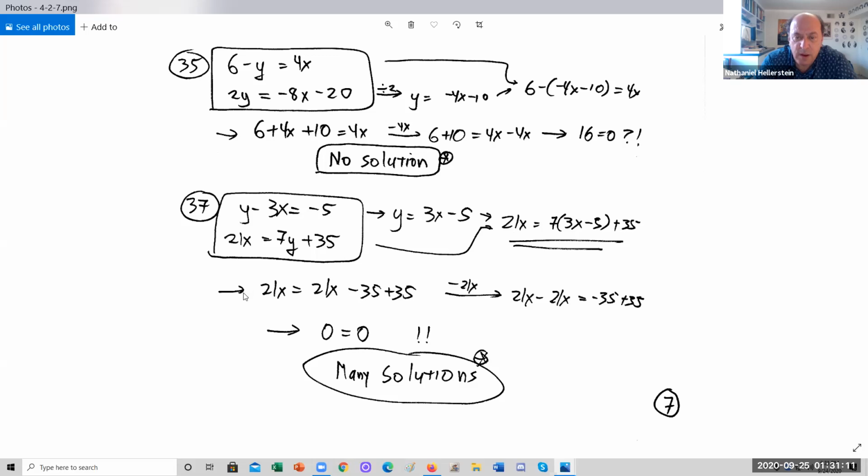So you get 21x equals 7 times (3x minus 5) plus 35. Distribute the 7. 21x equals 21x minus 35 plus 35. Transpose the 21x to the left. So you get 21x minus 21x equals -35 plus 35, or 0 equals 0. Again, true but uninformative. Therefore, these are really only one equation's worth of information, and there are many solutions.